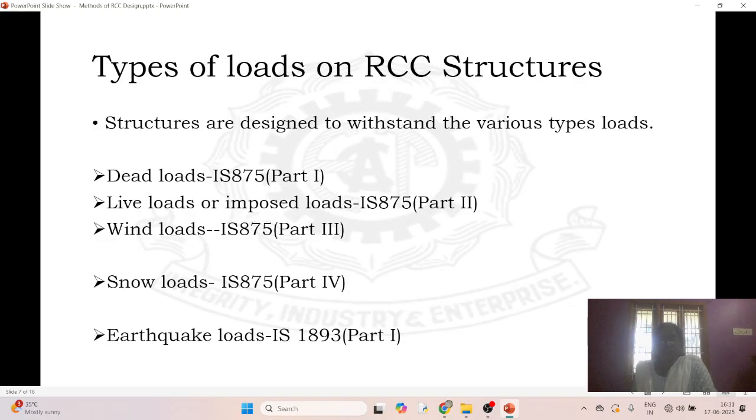The next one is earthquake loads. Earthquake loads depend upon the place where the building is located. India is divided into 4 seismic zones. The code gives recommendations for the earthquake resistant design of structures.